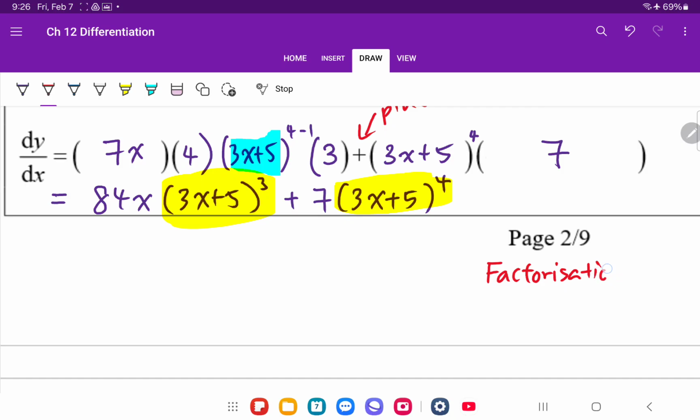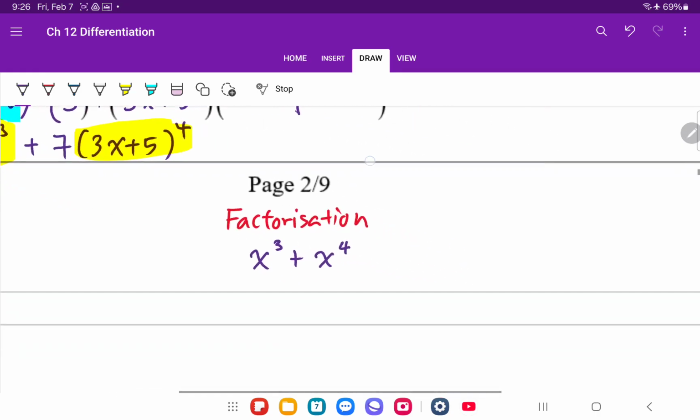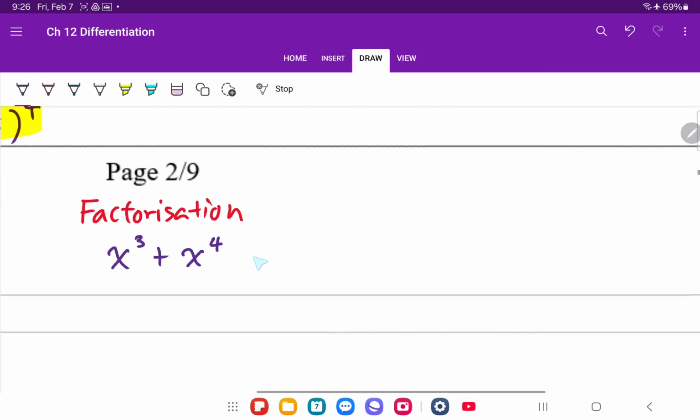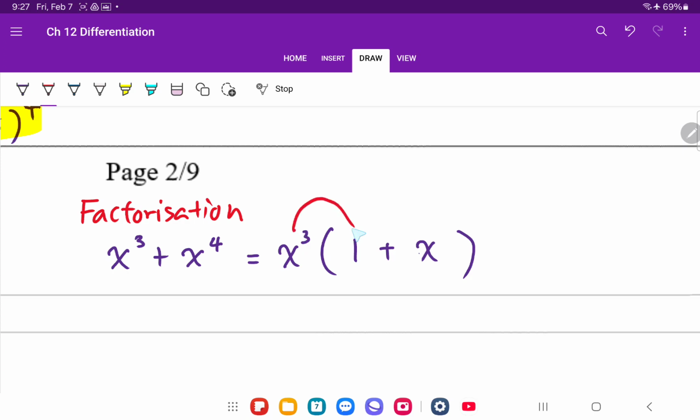factorization. Now let's recall factorization for a question like x^3 + x^4. Now how do we factorize the common factors for this one? The highest common factor is x^3, so I factorize it out. And we're left with 1 for the first term, and then the second term there is an x left over. Now to check that I'm on the right track, you must multiply back in and it should give you back the original expression. That's how you know the factorization is complete.